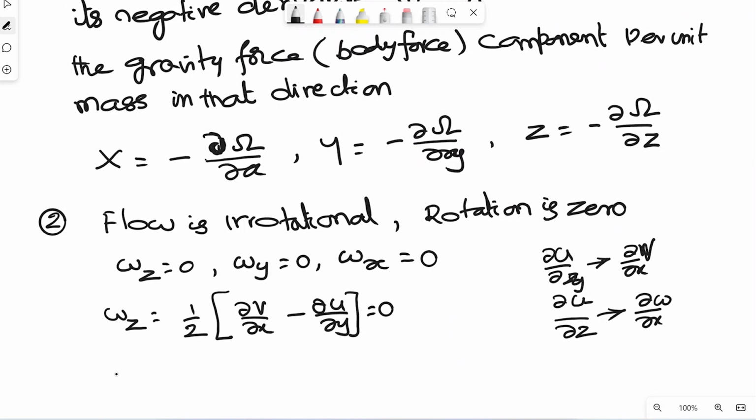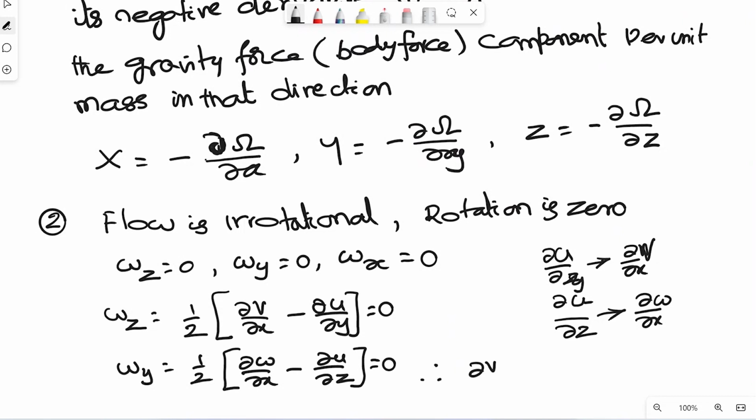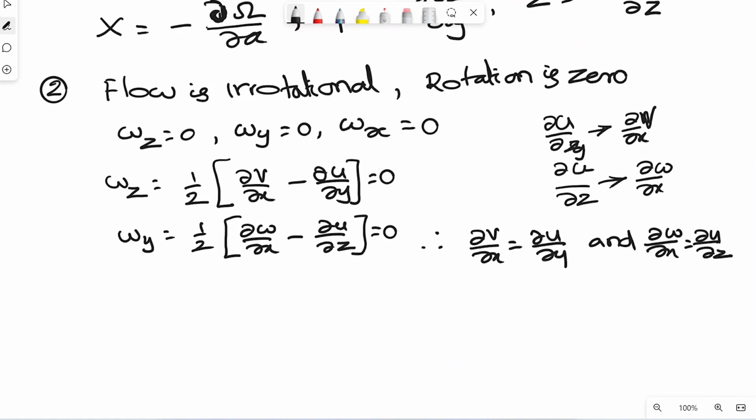Similarly, if you want to see rotation about the y-axis, half into ∂w/∂x minus ∂u/∂z is equal to 0. Therefore, ∂v/∂x is equal to ∂u/∂y, and ∂w/∂x is equal to ∂u/∂z. This is the second thing.